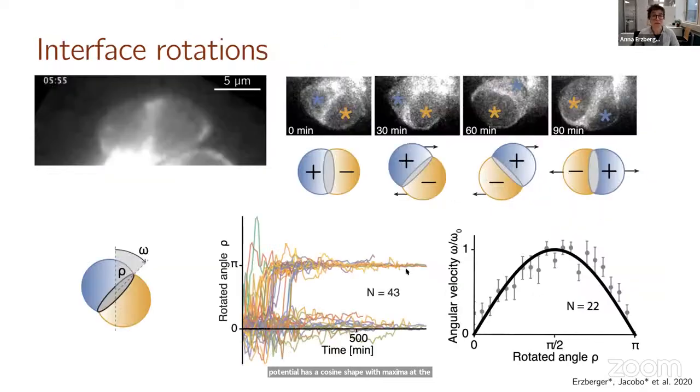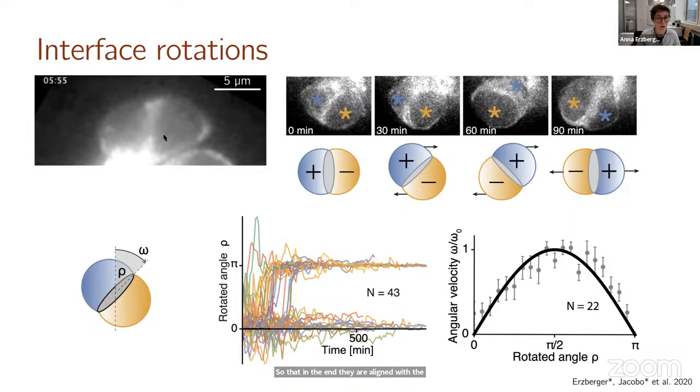In the experiments, we indeed observe rotations of the interface, very, very precise rotations that always go 180 degrees. Sometimes when the cells are initially oriented off angle, then they rotate exactly the right amount so that in the end they are aligned with the organ axis.